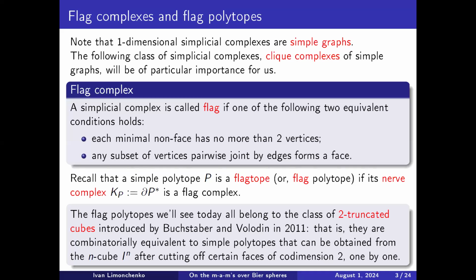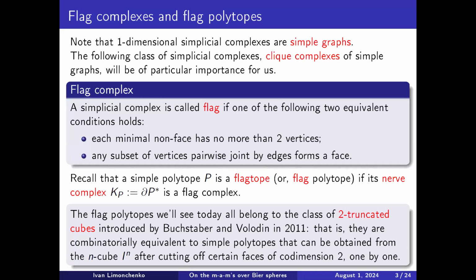And of course, I have to say something about polytopes in this talk. So basically, a flag polytope is a convex simple polytope such that its nerve complex, a notion also used several times in toric topology, which is the boundary of the dual simplicial polytope whose faces are simplices, is a flag simplicial complex. So using flag complexes, we can define flag polytopes.